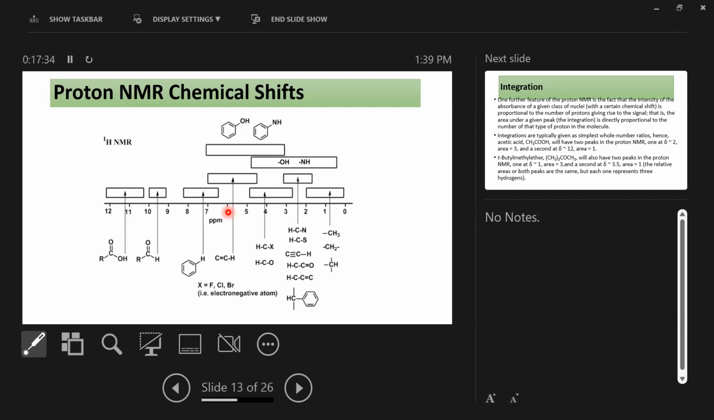When you see it now fall out of that region, it tells you that something is there. It's either an activating group or a deactivating group. A shielding group or a de-shielding group is there. That is how you learn this.